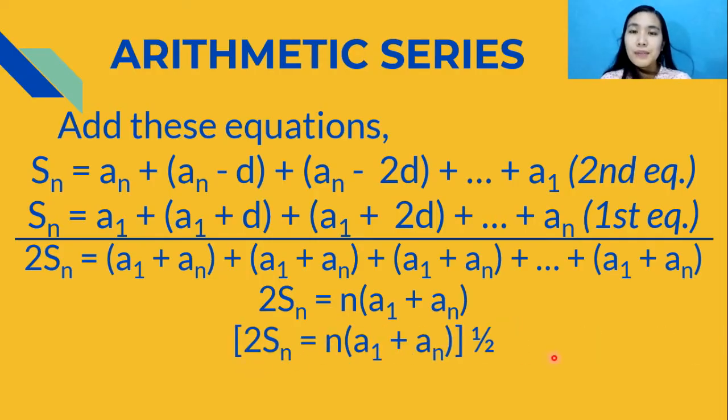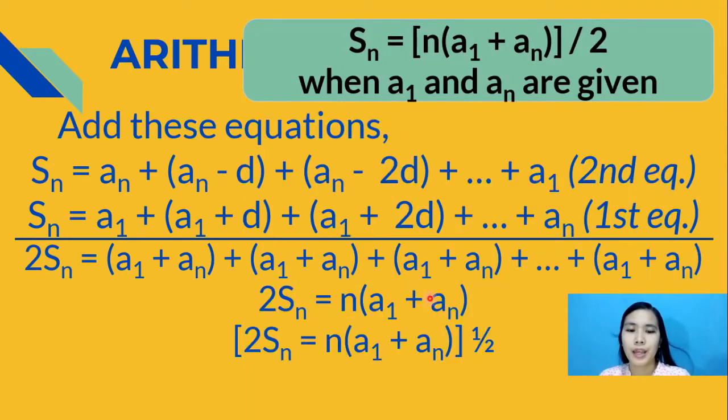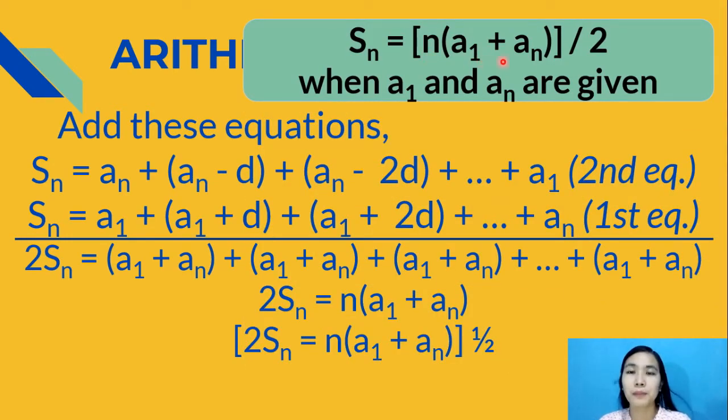2S sub n times 1/2, our 2 will be cancelled, so the remaining would be S sub n, equals n times a sub 1 plus a sub n times 1/2, so we'll still have n times a sub 1 plus a sub n over 2. Therefore, the formula in finding the arithmetic series when our first term and last term are given will be S sub n equals n times a sub 1 plus a sub n over 2. Or, it can be n over 2 times a sub 1 plus a sub n.